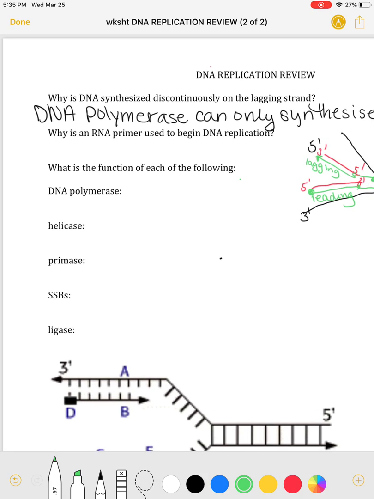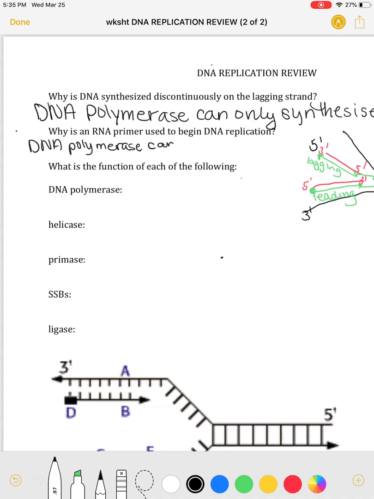Why is an RNA primer used to begin DNA replication? Well, the reason is that DNA polymerase has some very great qualities, but unfortunately, it cannot start a new strand. It can only add.